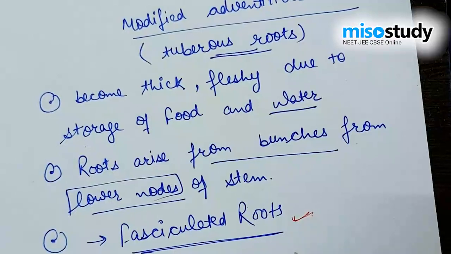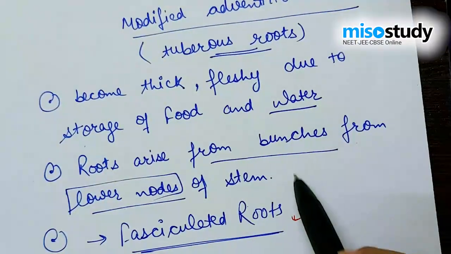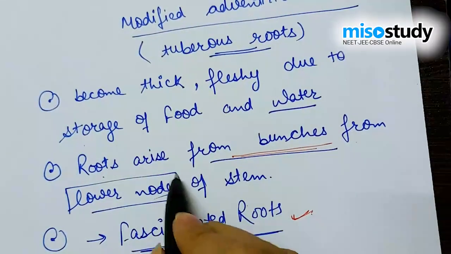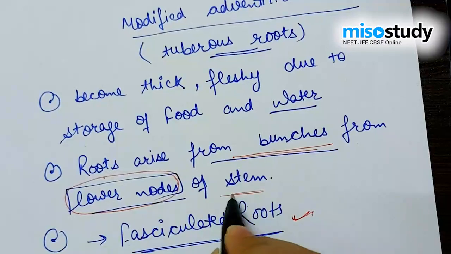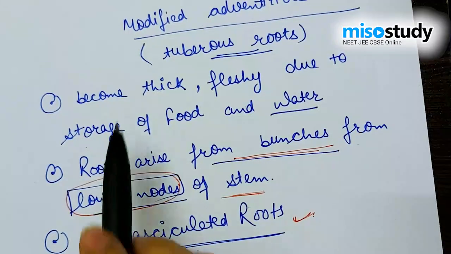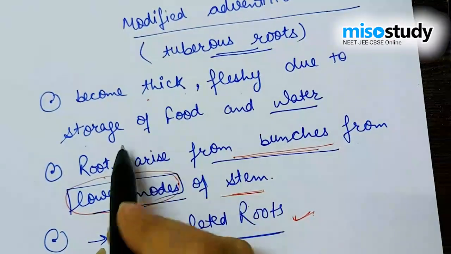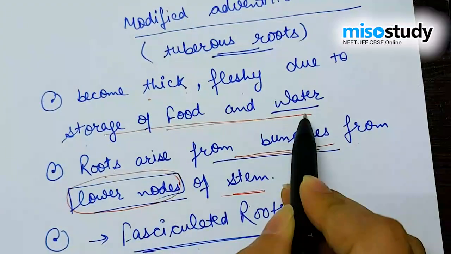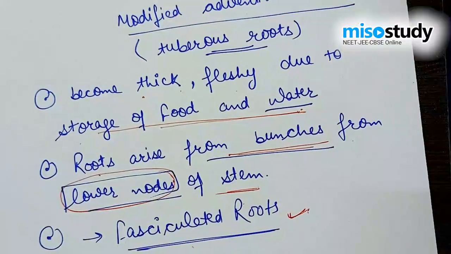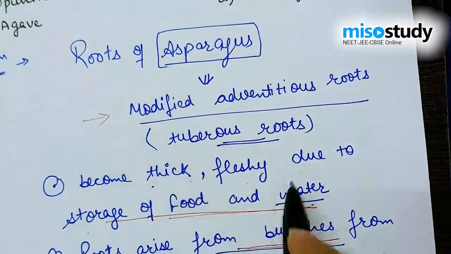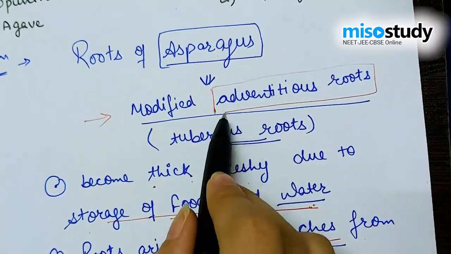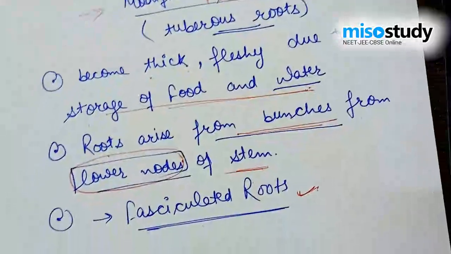Now, what fasciculated root is, we discuss in an inverse manner. Fasciculated roots are the roots that arise in bunches, especially from the lower nodes of a stem. That kind of roots are known as fasciculated roots, and these roots become thick and fleshy because they are able to store food and water for the plant for later use. Such a process is included under the modified adventitious roots, not under the tap roots, and this is shown by the roots of asparagus.